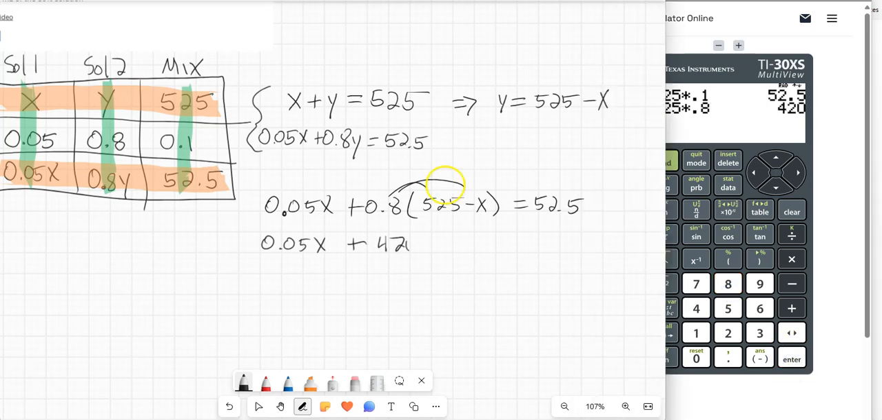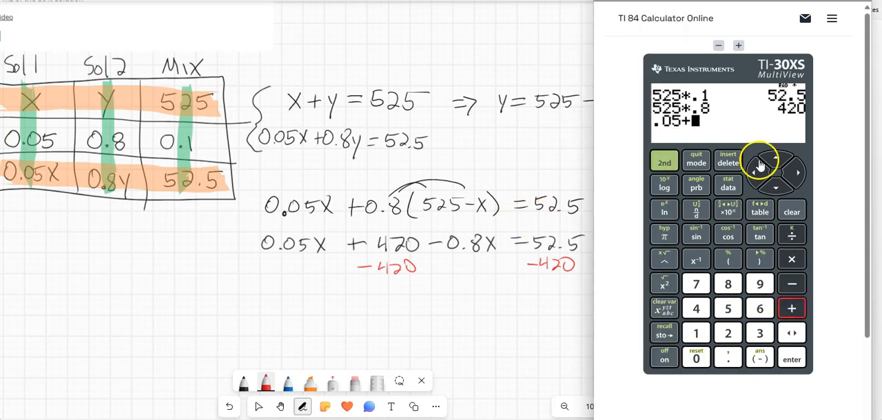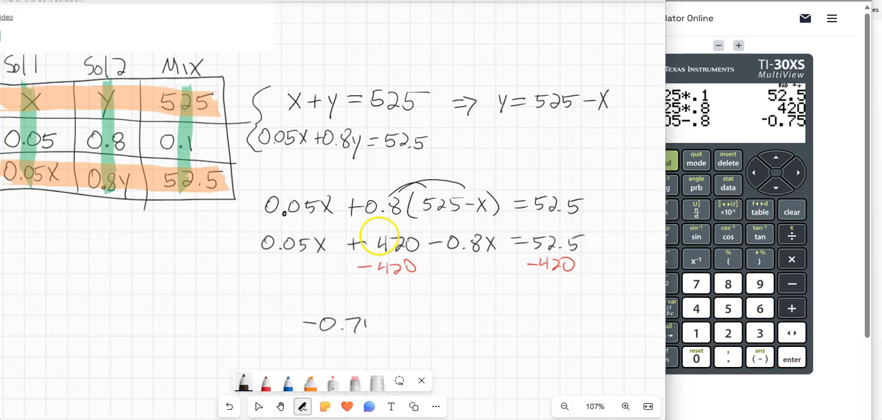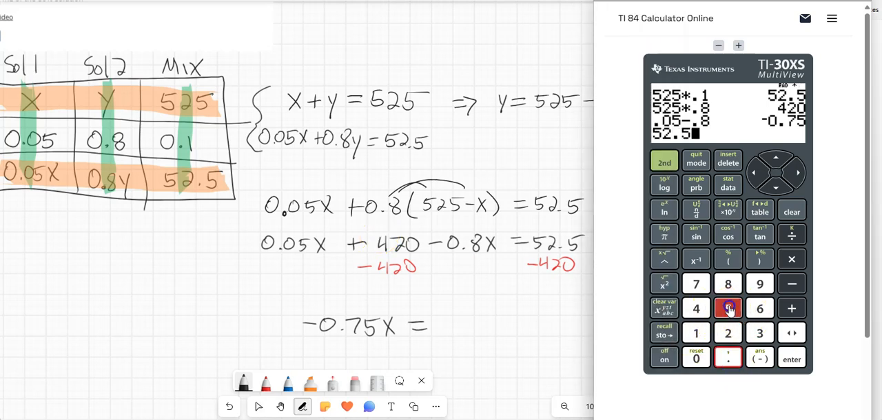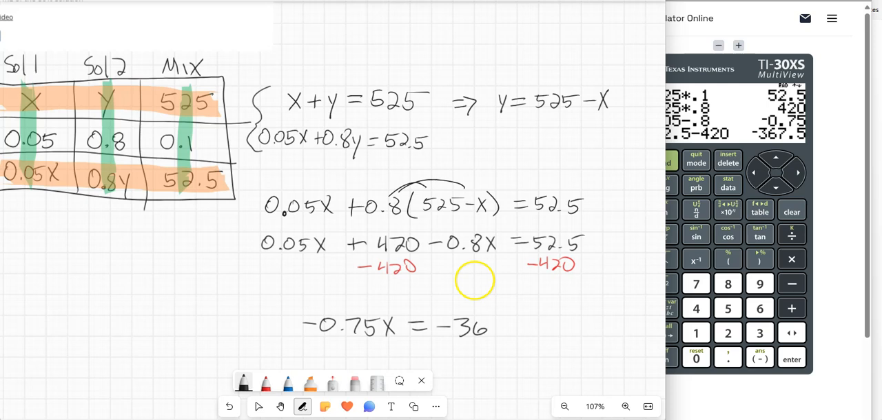0.8 times 525 is 420, then minus 0.8x equals 52.5. Let me move this 420 to the right. And I can also combine these like terms on the left. So that would be 0.05 minus 0.8. That's how many x's? So we have negative 0.75x on the left, and 52.5 minus 420 on the right is negative 367.5.